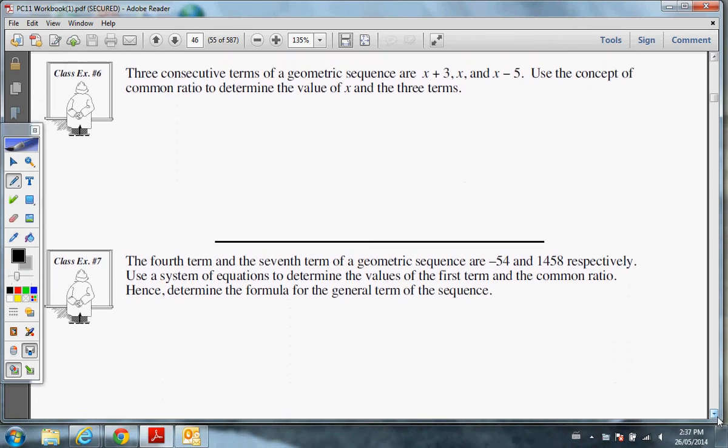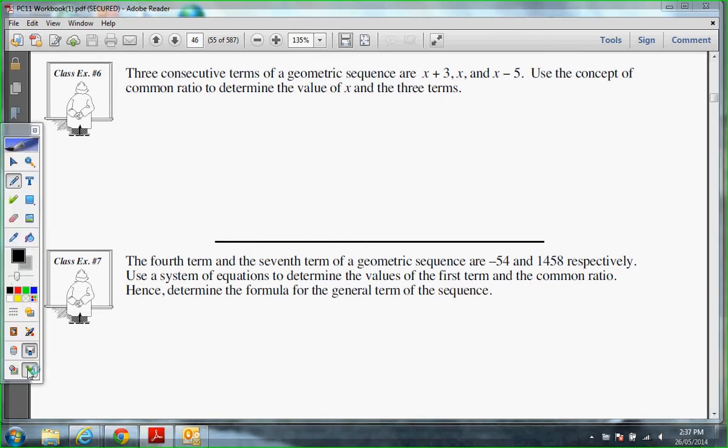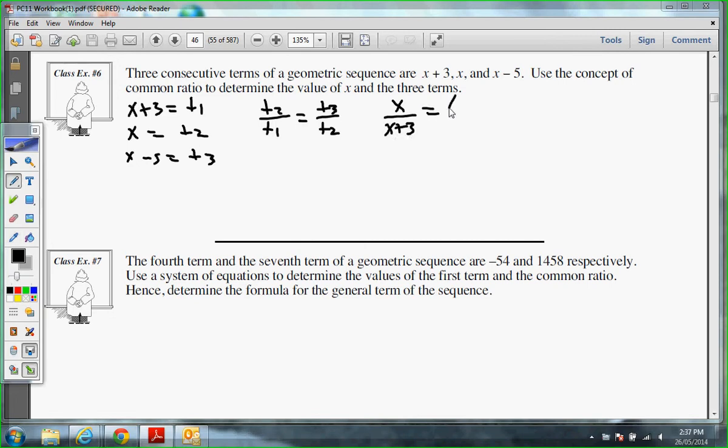The first three terms of the sequence are x plus 3, x, and x minus 5. Use the concept of a common ratio to determine the value of x. So remember, x plus 3, I know it's variables and ugly, but it's still t1. X is still term 2. X minus 5 is still term 3. So I still want to use that same ratio where we know that t2 over t1 should equal t3 over t2. So that's going to give me x over x plus 3 equals x minus 5 over x.